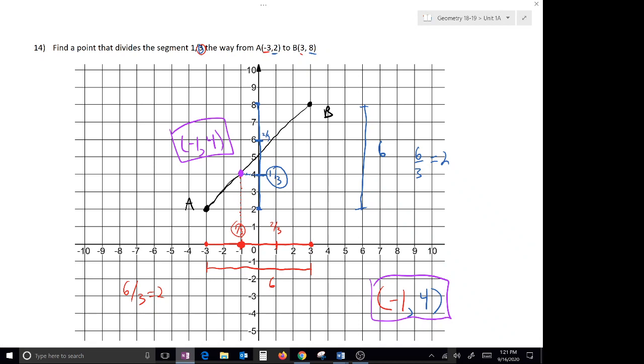I also have a GeoGebra program that will assist you in doing this. If you prefer to use that, you can also just use this method, whichever works for you, the pencil and paper method or using the GeoGebra to help you out. So we'll take a look at that in the next video.